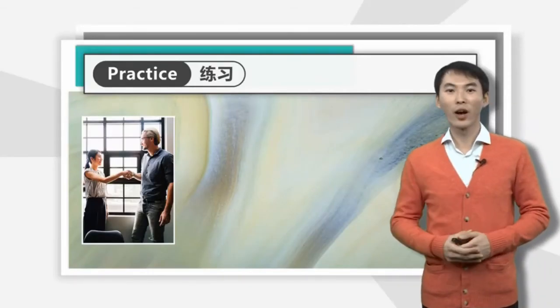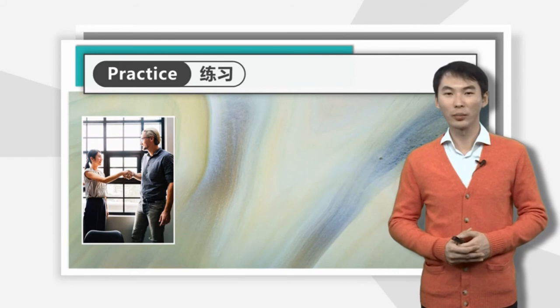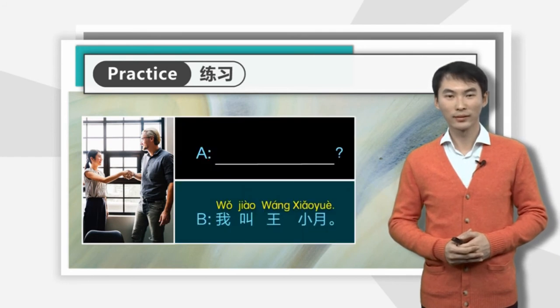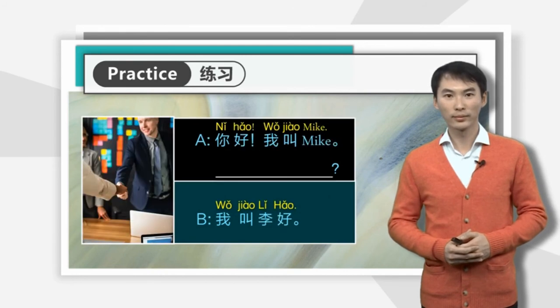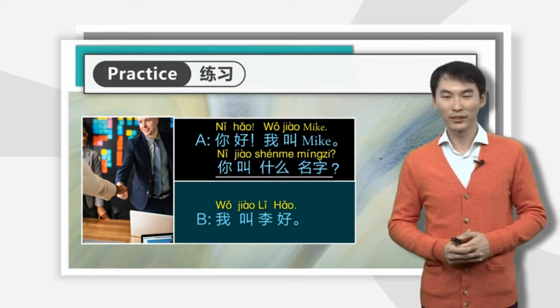I'm sure you got how to introduce names after the practice. Now let's focus on asking questions. Please complete the following dialogues. Number 1. 你叫什么名字? 我叫王小月. Number 2. 你好, 我叫麦克. 你叫什么名字? 我叫李好. Very good.